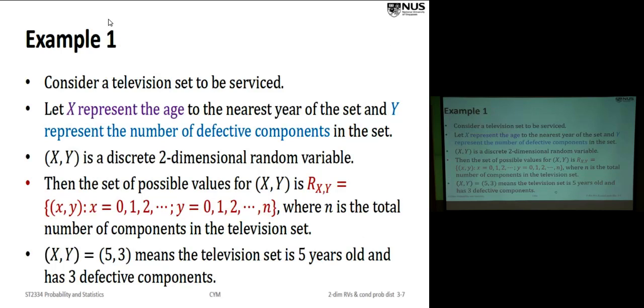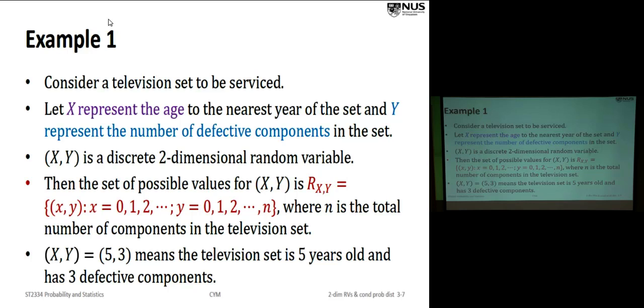Two examples. So the first one is just an example of a two-dimensional random variable. Don't worry, we're not doing any calculations here. So we consider a television set, and you're going to service it. I don't know why you service television sets these days, but you used to do that, I suppose. So X represents the age to the nearest year of the television set, and Y represents the number of defective components in the set.